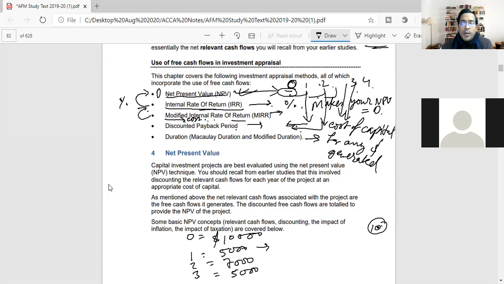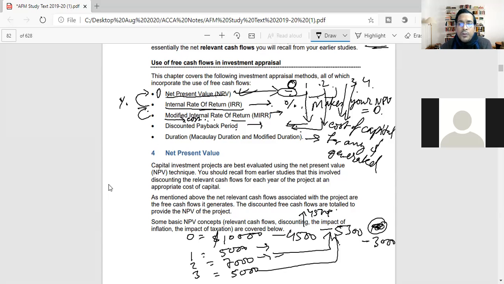Okay, so at the rate of 10%, how much will it be? So something like say 4,500. At the second year, we have the cash inflow, which will be 5,300, right? And third year, I take another 10% present value. This will become something like 3,000. Okay, so altogether we have the present value: first year 4,500 plus 5,300. How much?